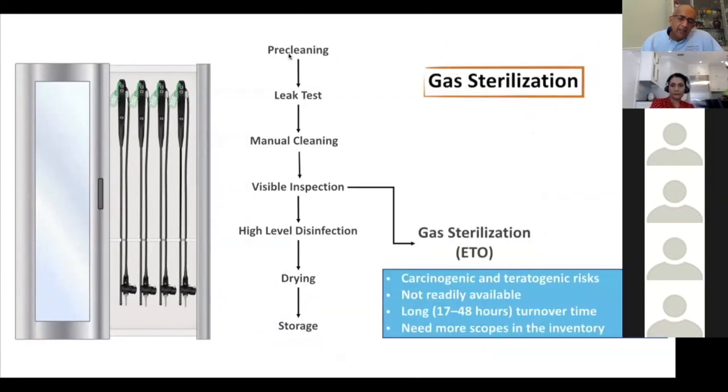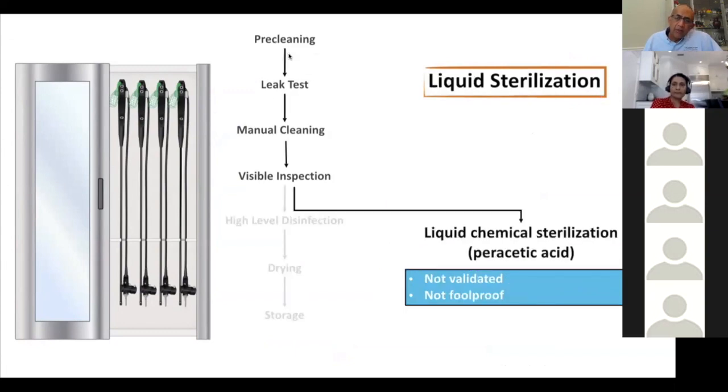When the CRE came, people talked about gas sterilization with ETO, but this is not going to work because of the risks it can pose to the people that use ETO, it's not readily available, and it takes a long time. They talked about liquid sterilization with peracetic acid. Again, it's not proven yet, so we don't go there yet.